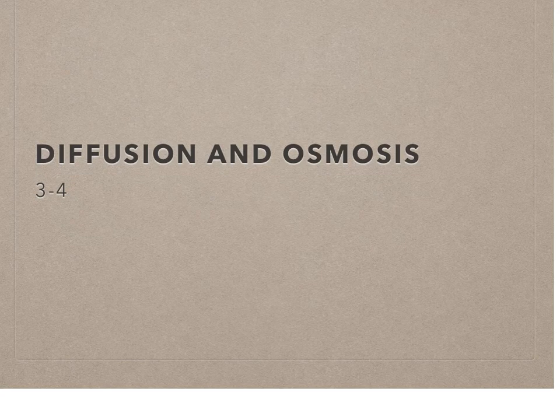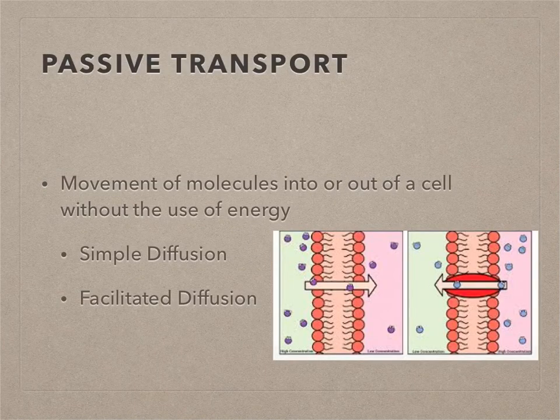Section 3.4, diffusion and osmosis, otherwise known as passive transport. Passive transport is the movement of molecules or particles or ions into or out of a cell without the cell using any energy. There's two categories: simple diffusion or facilitated diffusion.